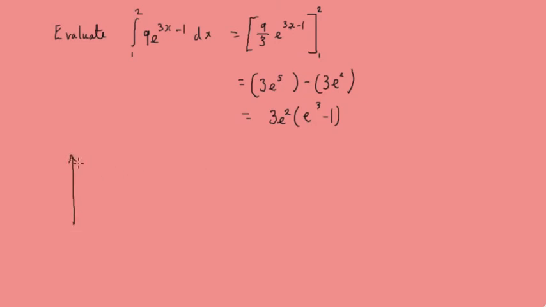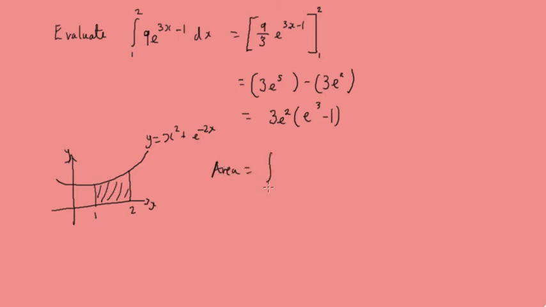Now if you remember, when we evaluate the integral of something, we're actually finding the area under the curve. So if we've set these limits here, 1 to 2, I want to find this area of y equals x squared plus e to the minus 2x. We want to find this area, so the area is going to be equal to the integral between 1 and 2 of x squared plus e to the minus 2x dx.